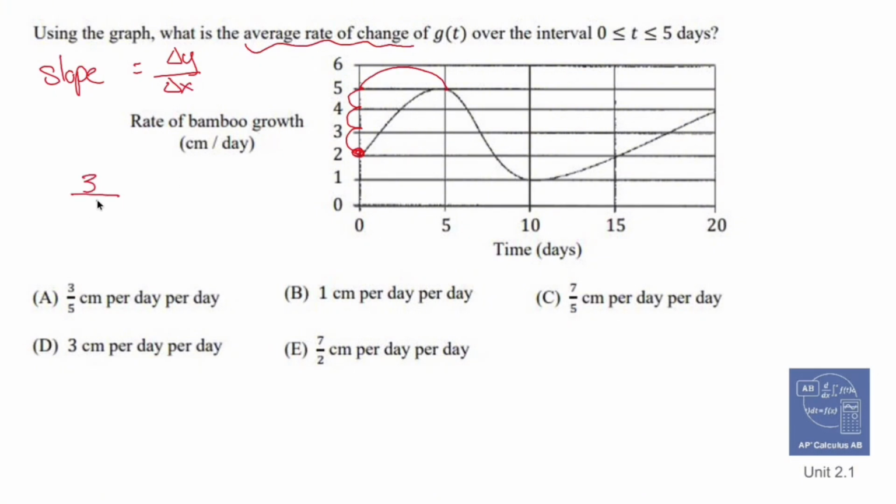So 3 over 5. Now the weirdness of this problem comes from the wording. My y values, my g of t values, are actually a rate. So my 3 is going to represent centimeters per day, and my x values are days. So it's not 3/5 centimeters per day, it's 3/5 centimeters per day squared. But the fact that it's 3/5 is the dead giveaway. Yeah, that's it. That's how I do that problem. Pretty simple.